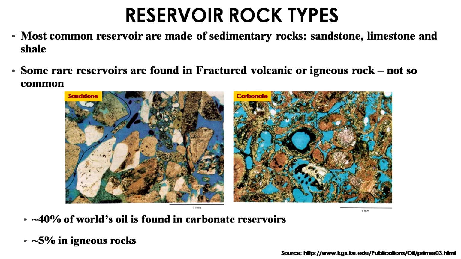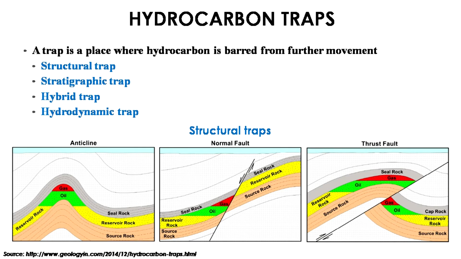The two pictures that you see are thin sections from a very good sandstone reservoir, and on the right hand side you see a thin section of a very good carbonate or limestone reservoir. As you can see, there is ample porosity in both of these rocks, and these porosities are also connected. So, both of these constitute very good reservoir rock types. The third petroleum system element that I talked about is the hydrocarbon traps.